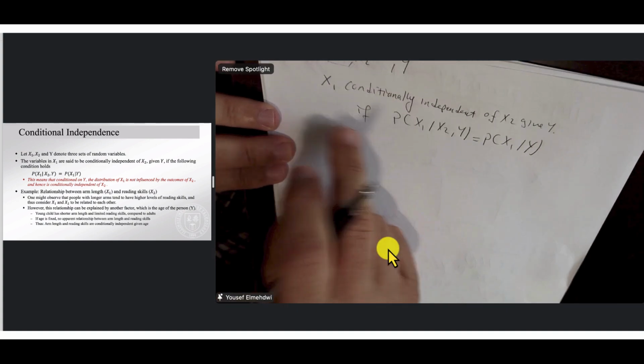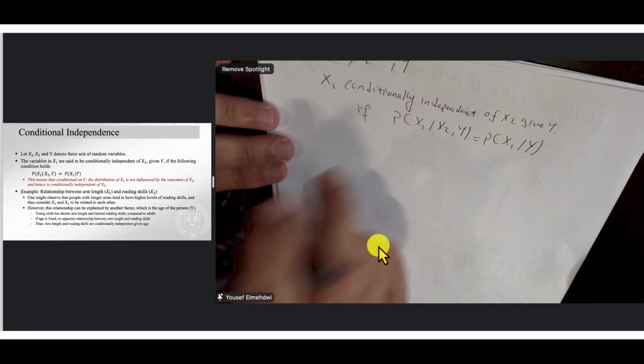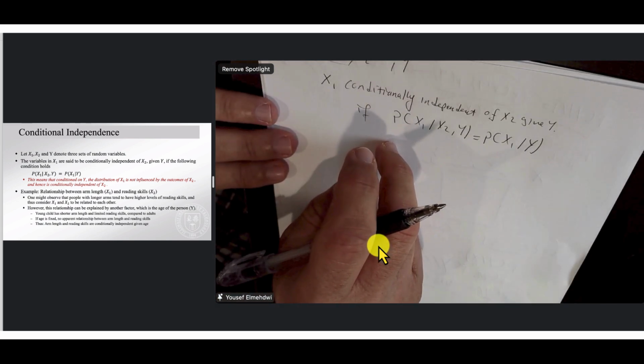Remember, x is going to have multiple values, many features: x1, x2, up to xd. So if x1 is conditionally independent of x2 given y, this implies that when conditioning on y, the distribution of x1 is not influenced by the outcomes of x2.